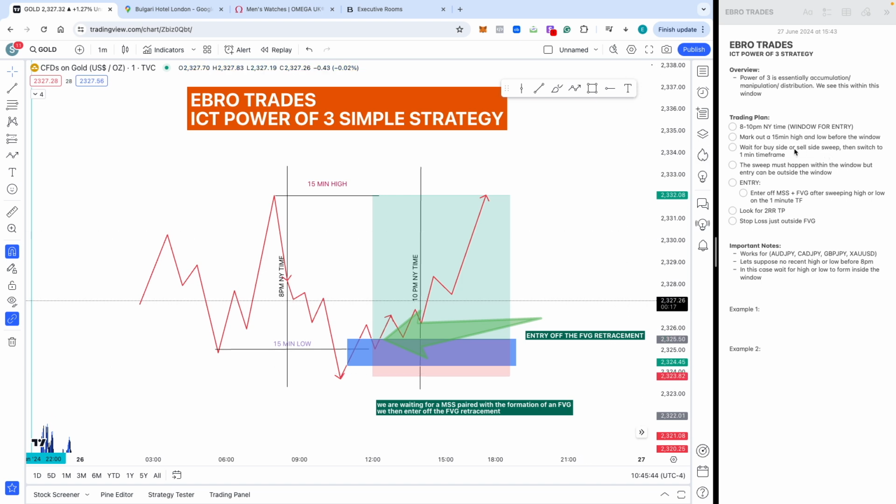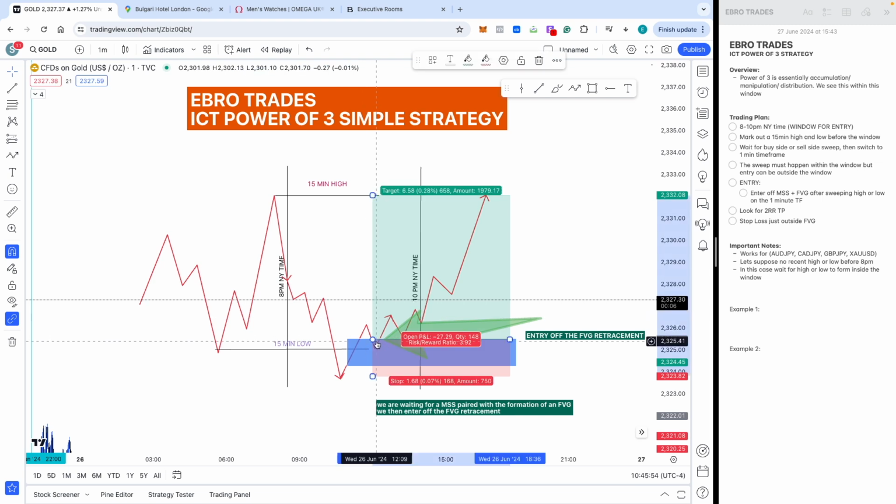So we're marking out the 50-minute high and low, waiting for a sweep of the high or the low. We're waiting for a market structure shift with the formation of a fair value gap. We wait for retracement into the fair value gap. Our entry is there, targeting the opposite side liquidity. 1 to 2 RR. Be conservative with the trade. Back test, forward test before you take this trade.